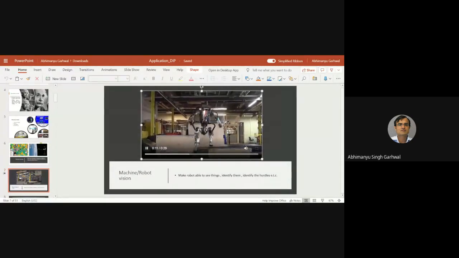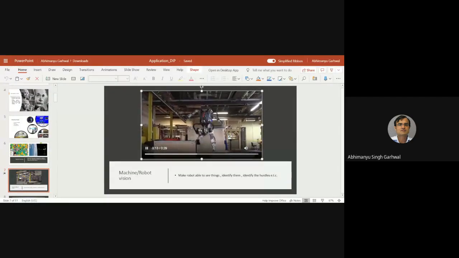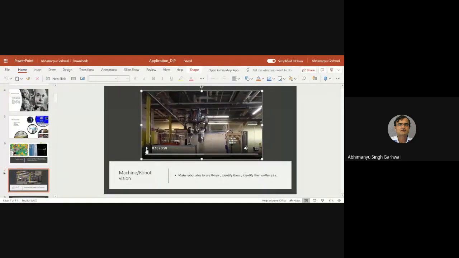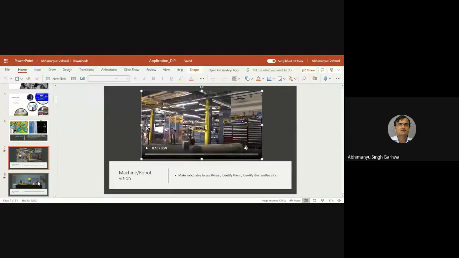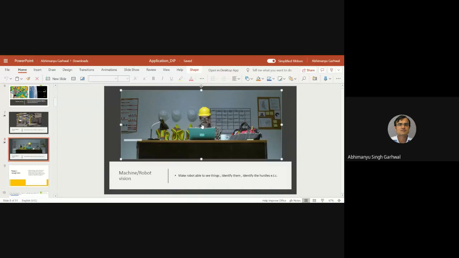So it makes the robot see things, identify them, and according to them, take the next step, what they want to do. And another example of this.